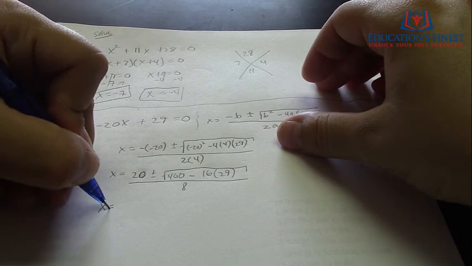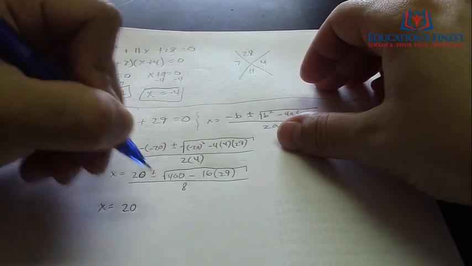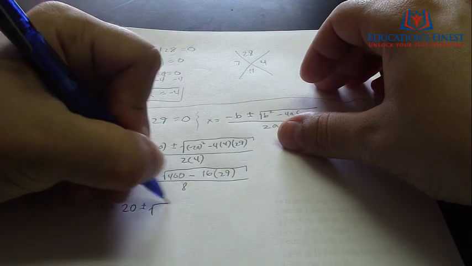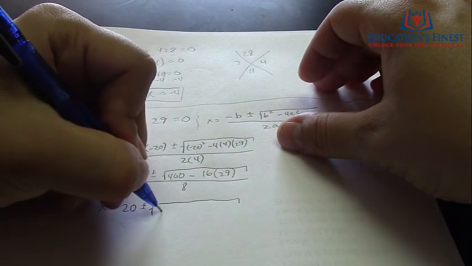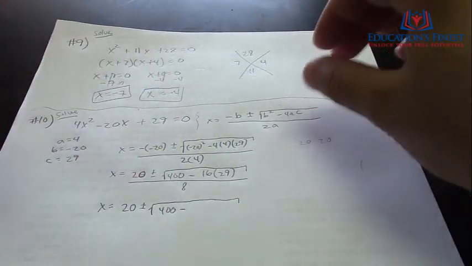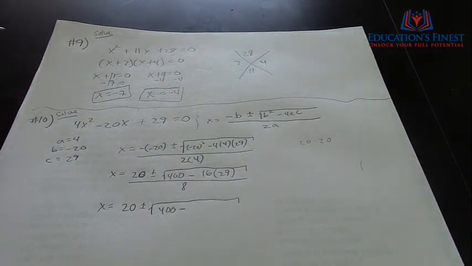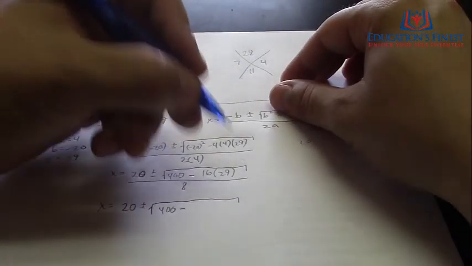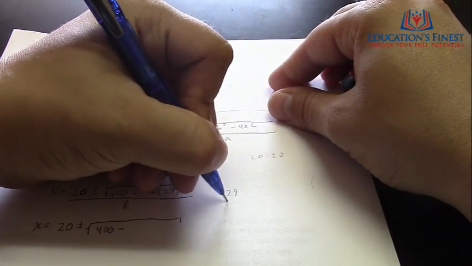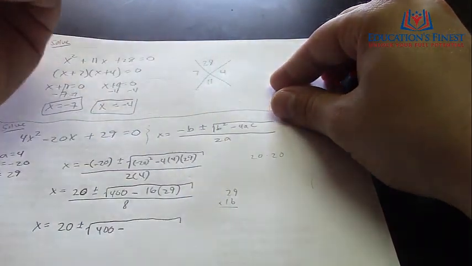Now we have x equals 20 plus or minus the square root of 400 minus whatever 16 times 29 is. And again, just go off on your paper and just multiply it. I'm just going to pop in the calculator real quick just to save time. 16 times 29. But again, you need to know how to do that by hand. Just go over 29 times 16 and just multiply it out, okay?